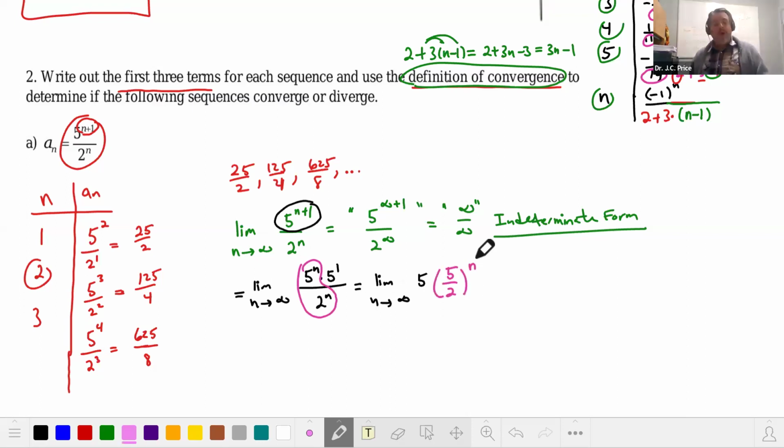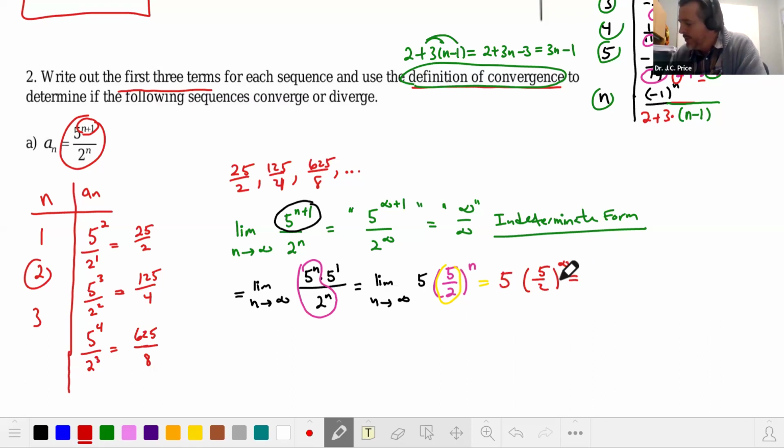And so now when we take the limit, when we plug in infinity, we can interpret it. We know if this number here is bigger than 1, of course, it's going to go off to infinity. If it's between -1 and 1, it's going to head towards 0. And so this will be equal to, well, let's just plug in infinity. So 5 times 5 halves to the infinity.